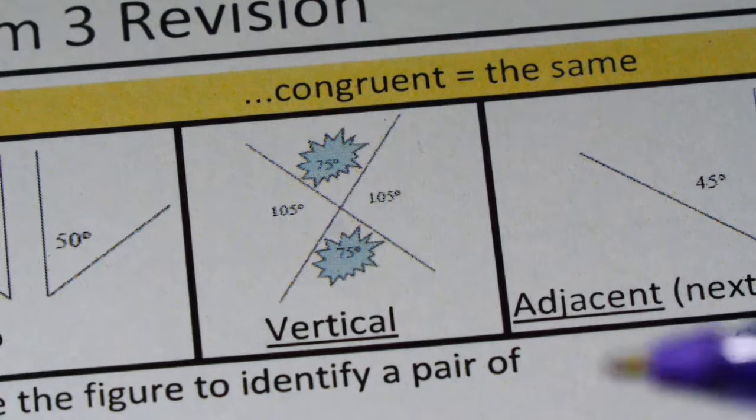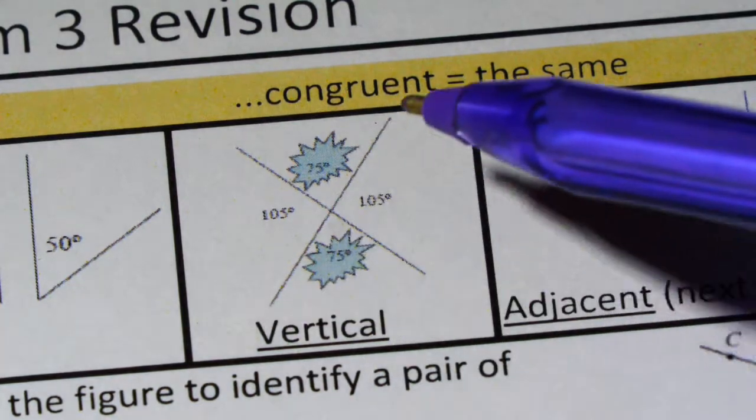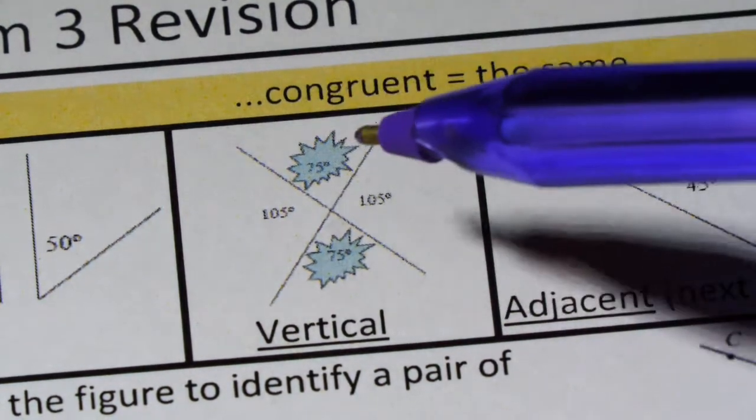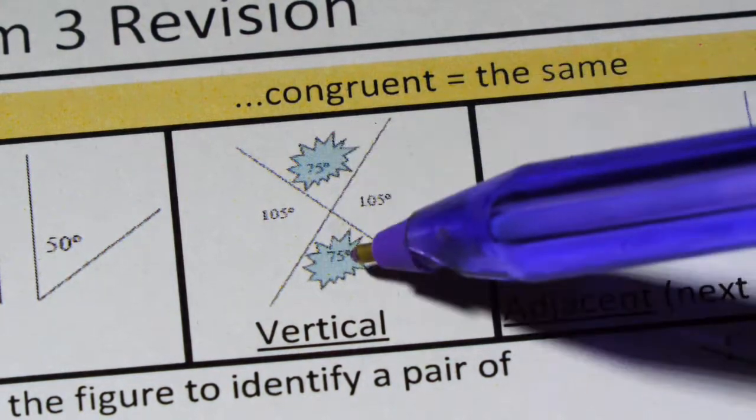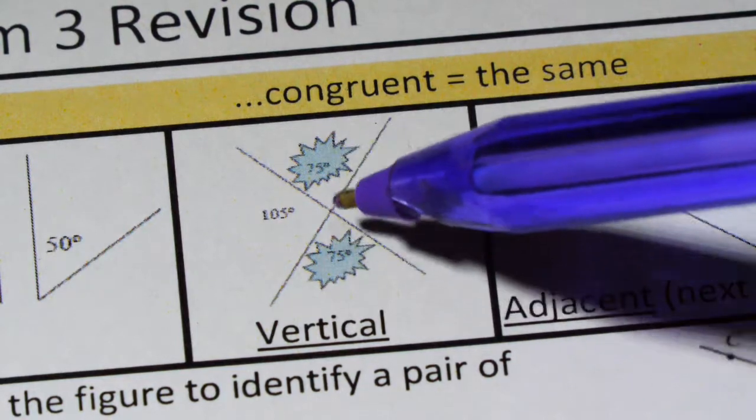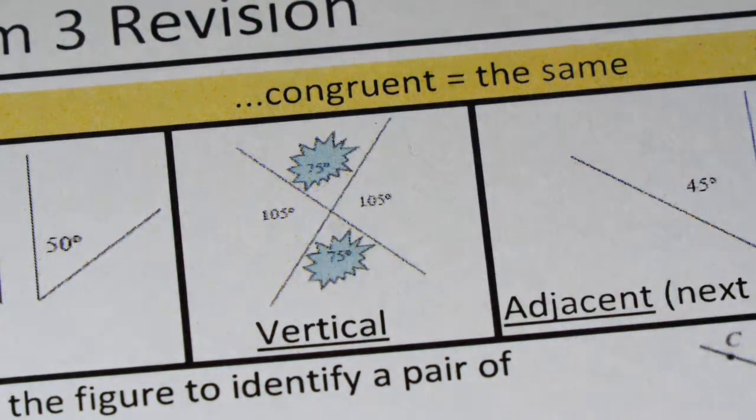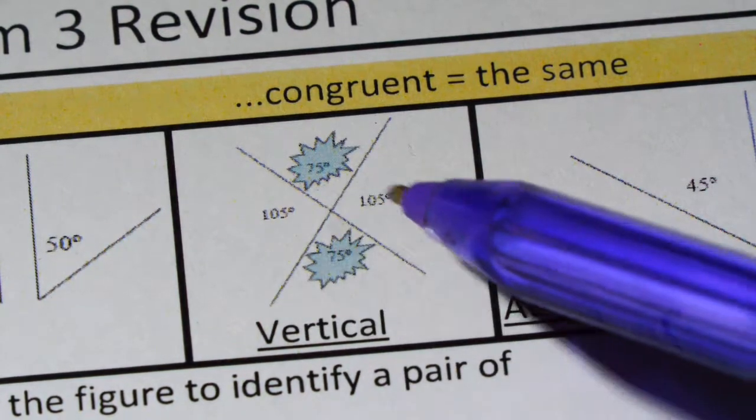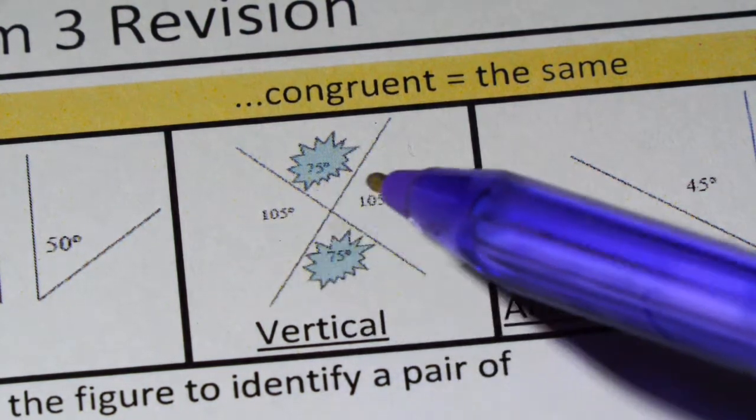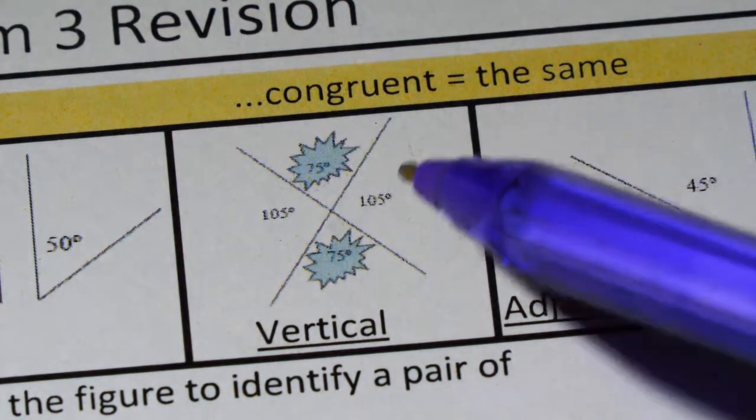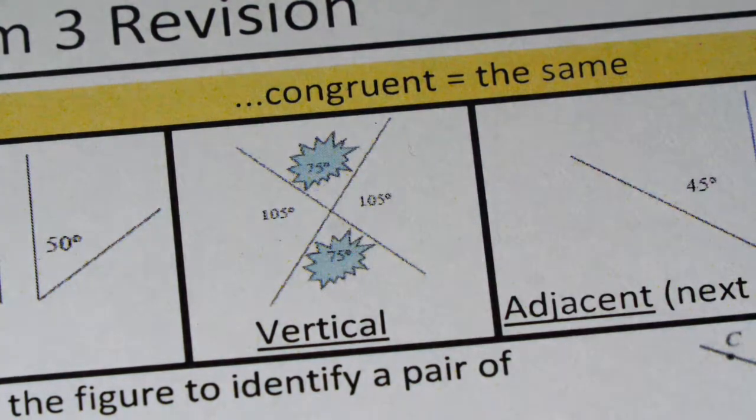Okay. Now we have vertical angles. Vertical angles means when you have two lines that cross each other, the angles that are opposite are vertical. When you have vertical angles or opposite angles, they are the same. This is 75 and this is 75. Or if you look at it this way, these two angles are also vertical. So if this is 105 degrees, this is also 105 degrees. They are the same or congruent. These two angles are congruent.